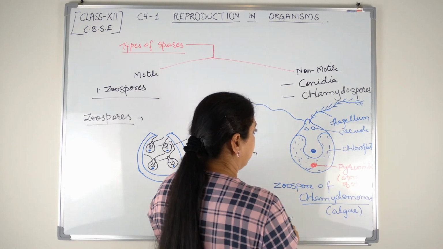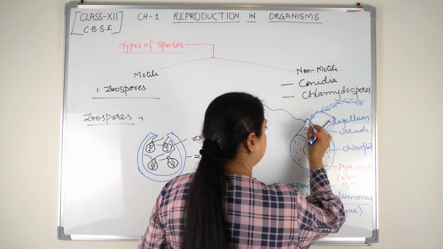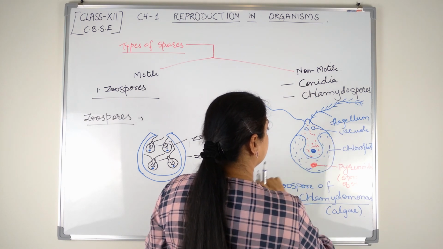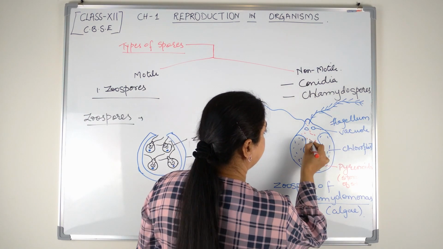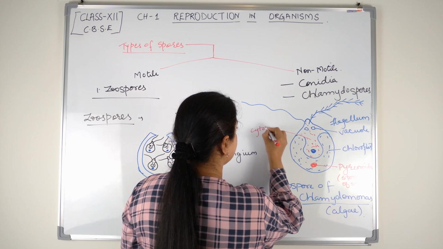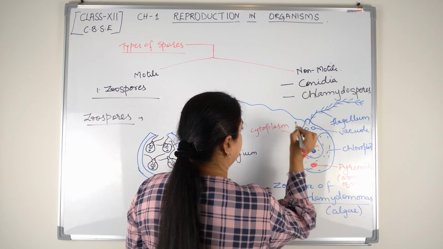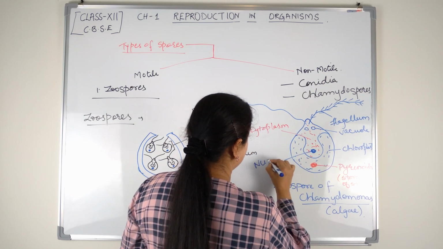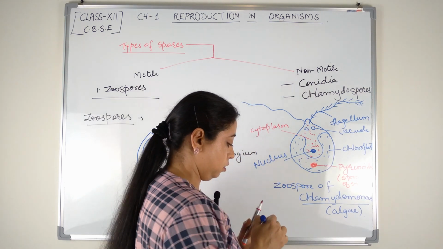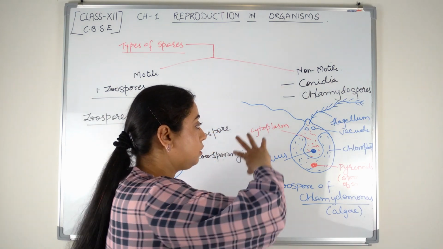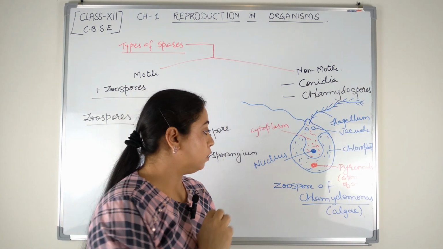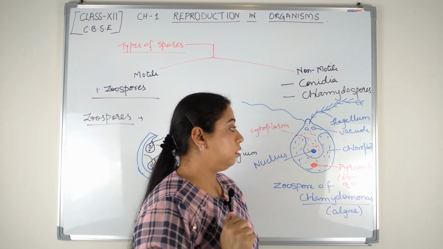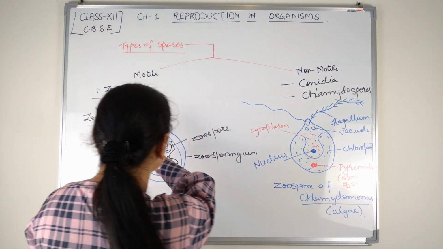Then this particular part is all filled with cytoplasm, and this structure is a nucleus. So this is about the structure of the zoospore of Chlamydomonas. Clear? Let's discuss the features of zoospores.